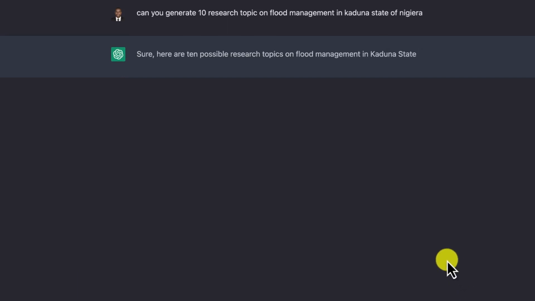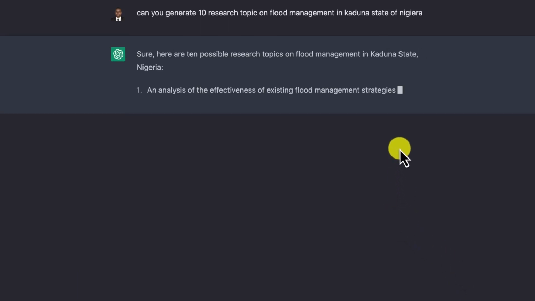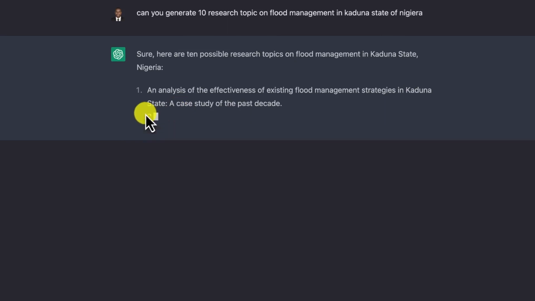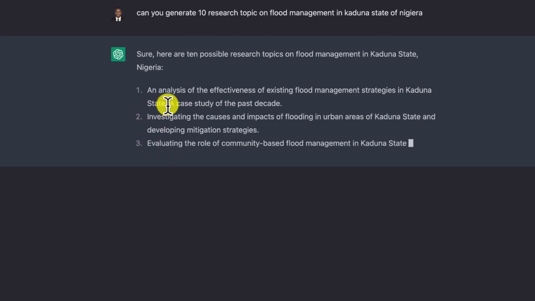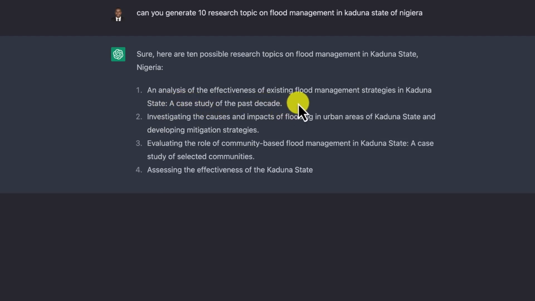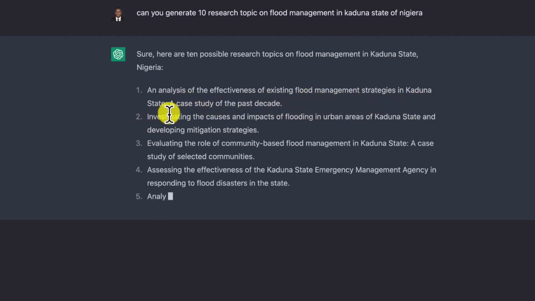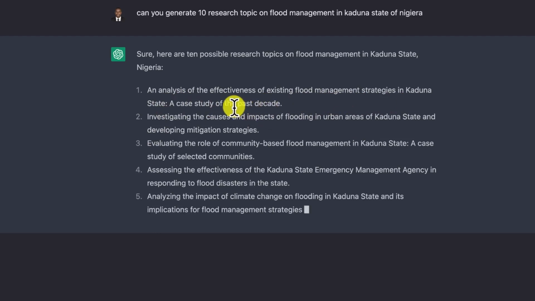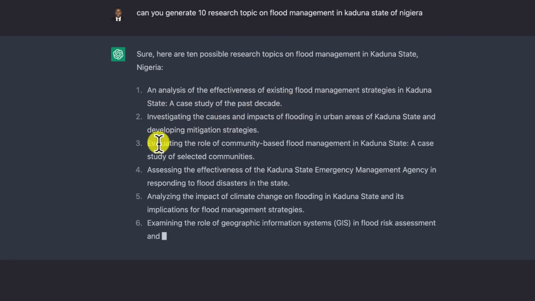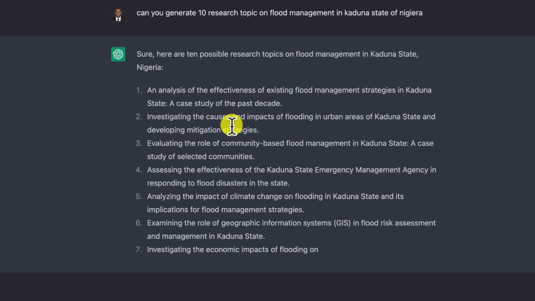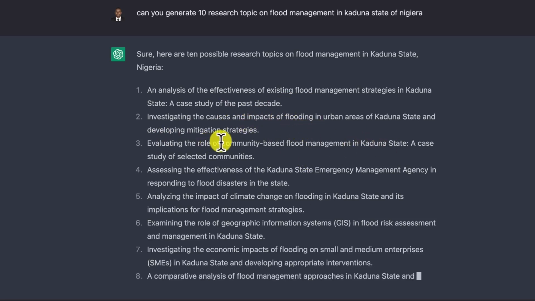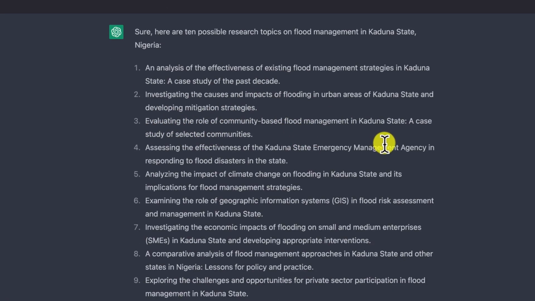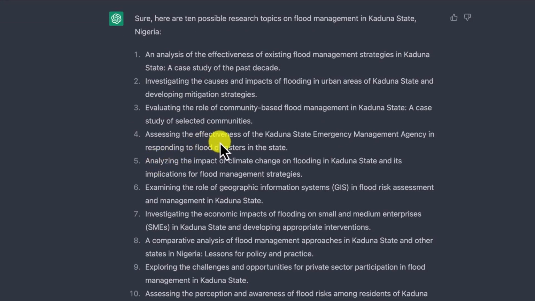All right, sure. Here are 10 possible research topics on flood management in Kaduna State of Nigeria. So you can see it's beginning to give us some topics that we can choose from. An analysis of the effectiveness of existing flood management strategies in Kaduna State, a case study of the past decade. This one is studying the past decade. And then we look at investigating the causes and impacts of flooding in urban areas of Kaduna State and developing mitigation strategies. Okay, evaluating the role of community-based flood management in Kaduna State, a case study of selected communities.